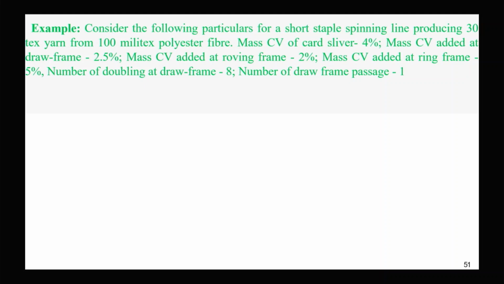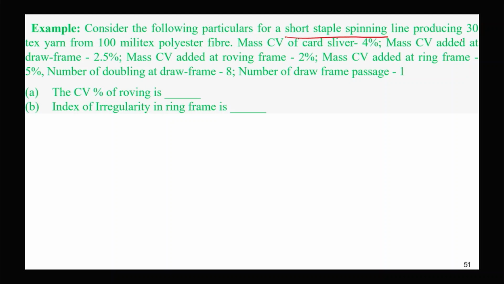Now let us see another numerical. So what are the particulars here? Consider the following particulars for a short staple spinning line producing 30 tex yarn from 100 millitex polyester fiber. So number of fibers in the yarn: 30 divided by 0.1 tex, 100 millitex equals 0.1 tex, 300 fibers in the yarn cross section.